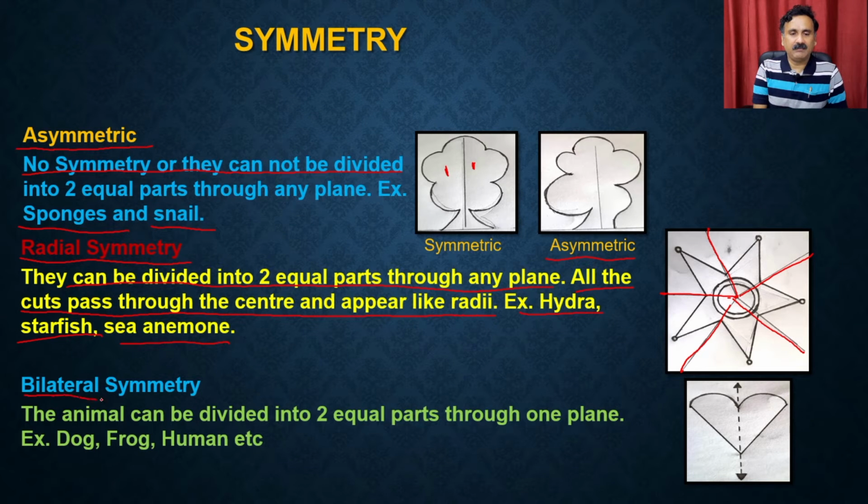Similarly, you can have the bilateral symmetry. Bilateral symmetry means the symmetry plane is going to divide the object into two parts. So, an animal can be divided into two equal parts through one plane. Classical examples are the dog, the frog and humans. So, this portion and this portion are going to be divided. For humans also, we can easily get the bilateral symmetry from the center of our nose, right. If you use that plane, it is going to divide the body.